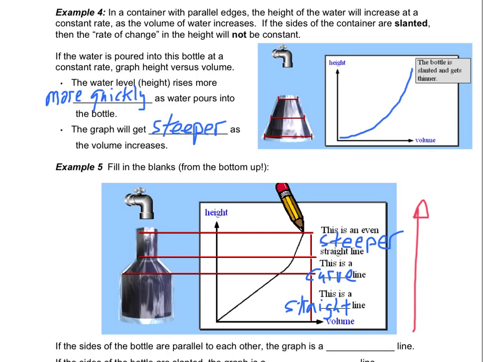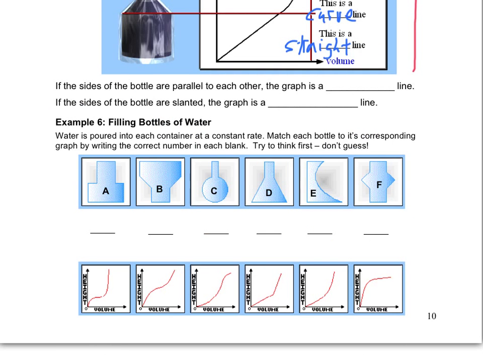All right, we'll go down to the bottom section. And just finishing that top one, if the sides of the bottle are parallel to each other, the graph is a straight line. And if the sides of the bottle are slanted, the graph is a curved line.